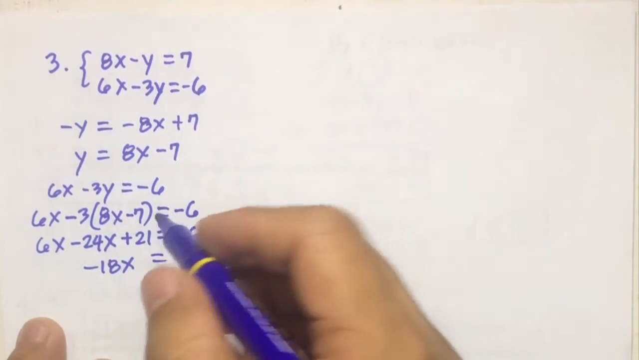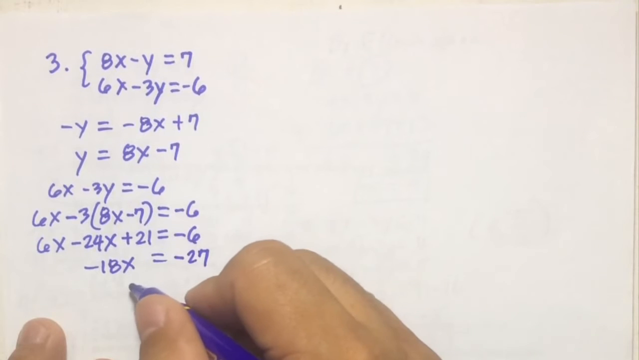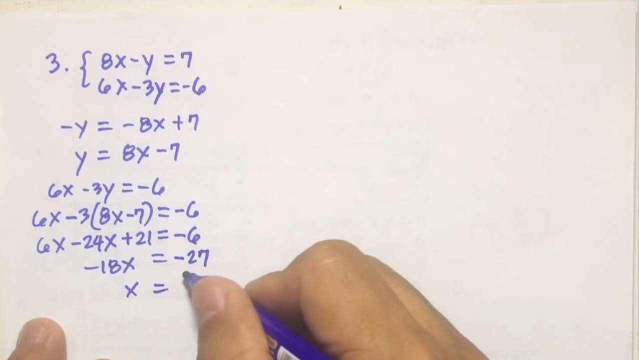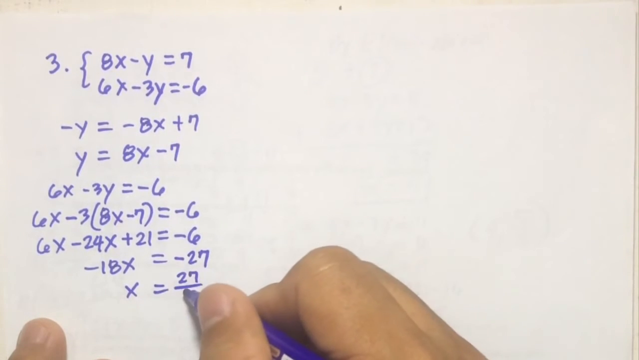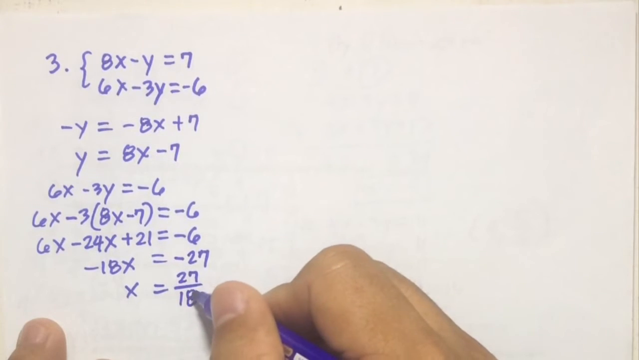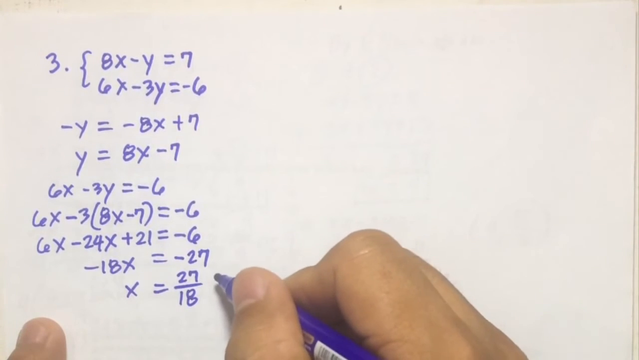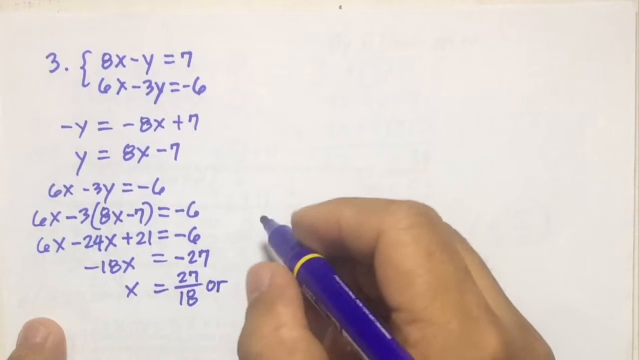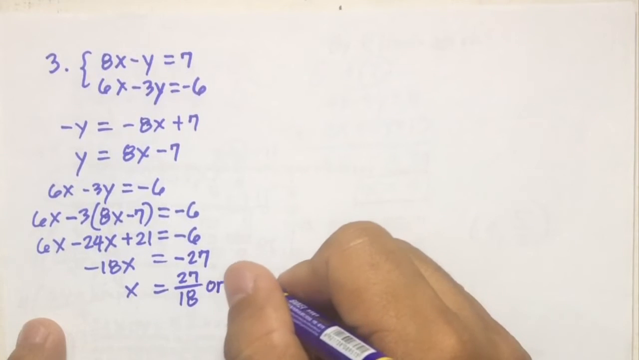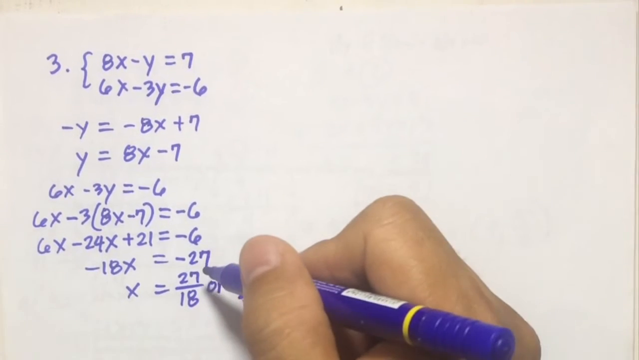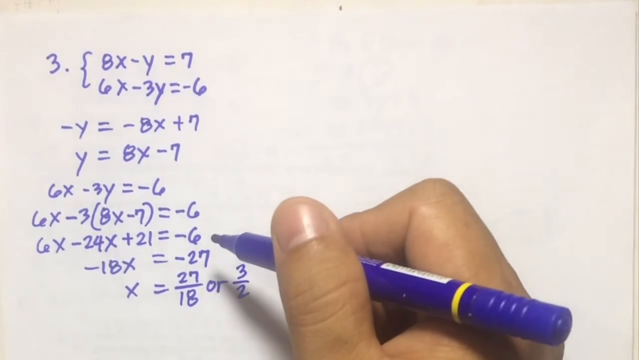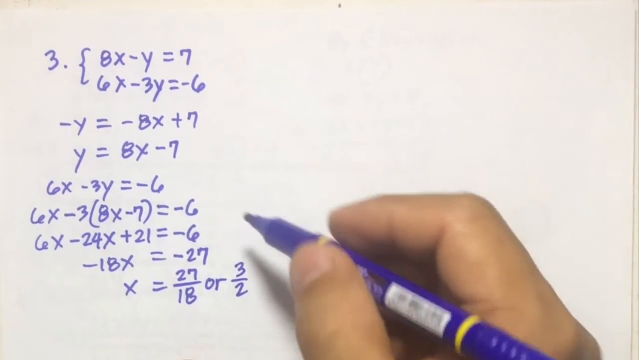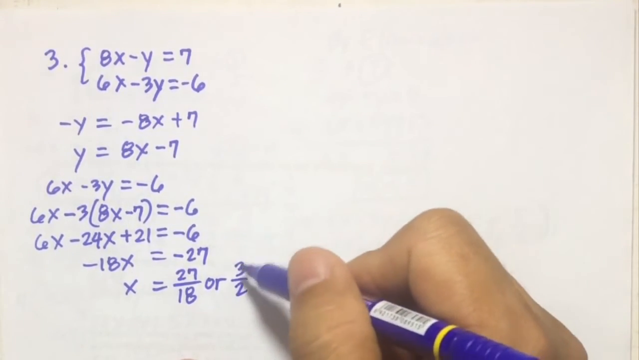Then dividing both sides by negative 18, we're going to have here x equals 27 over 18. And simplifying this fraction here, this is equivalent to 3 over 2. So dividing the numerator and denominator by 9. So x here is 3 over 2.